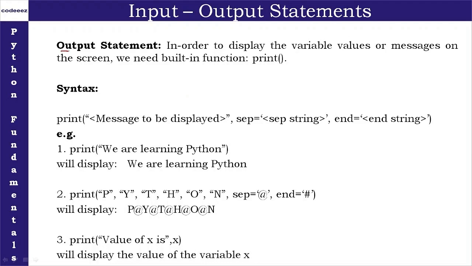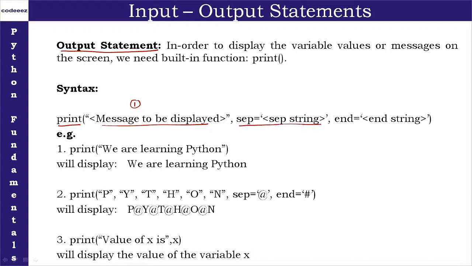Now next comes the output statement, that is the print statement. The role of the print statement is to simply display the content on the screen. Whatever message or content you want displayed on the screen, you can make use of the print function. It takes three arguments. The first argument is the message to be displayed on the screen. Simply whatever string literal you write here enclosed within double quotes will be displayed on the screen. The second argument is a separator.